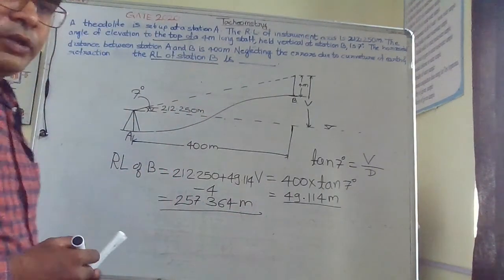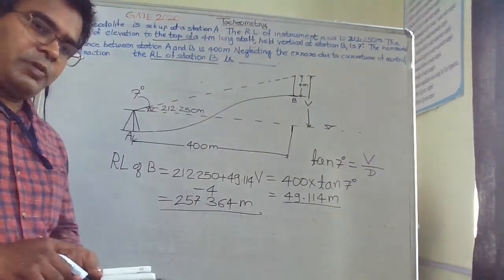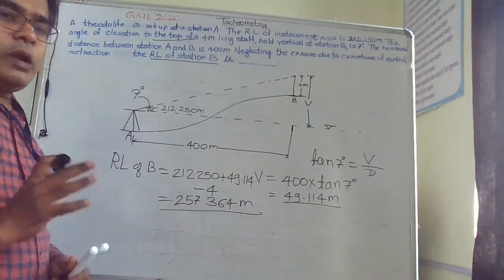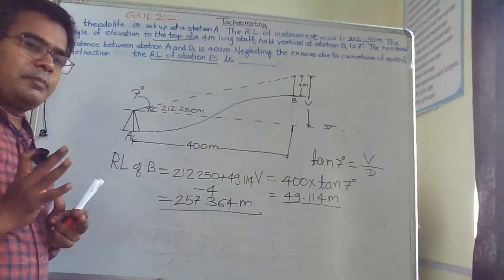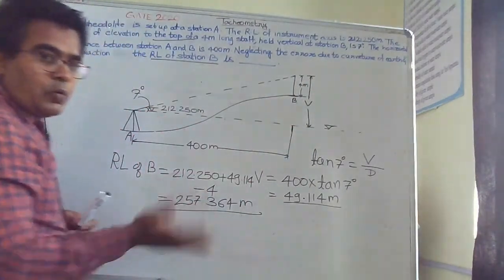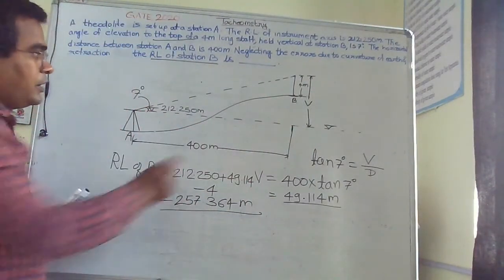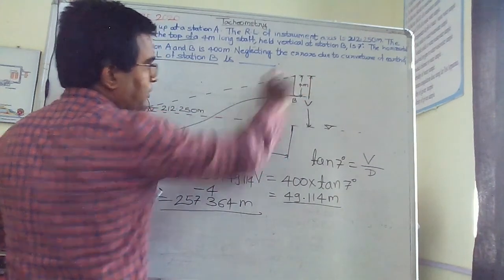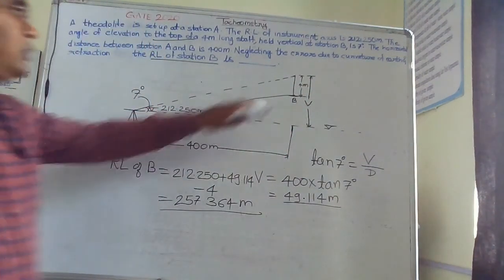Okay, this is another simple problem asked in GATE 2020. Here what we need, we have to draw the diagram carefully. Once we draw the diagram, everything gets clear, what to add and what to subtract. Here first we reach the top of the staff, and then we come to the point B by subtracting this staff length from that point.